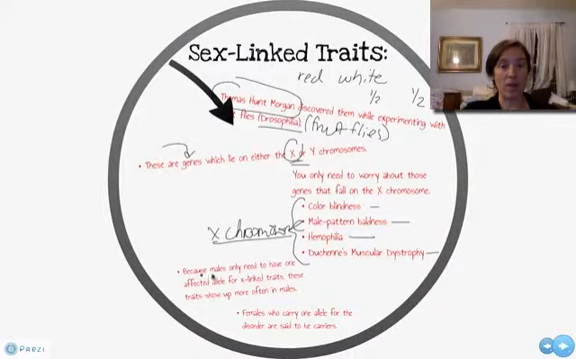And again, remember that males only need to have one, so remember they have an X and a Y, and so only this X is going to have a letter. And so if they get the recessive on this X, then they would have the disorder. And that's why sex-linked traits show up more often in males than females.